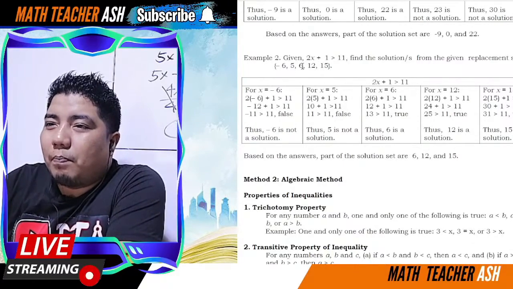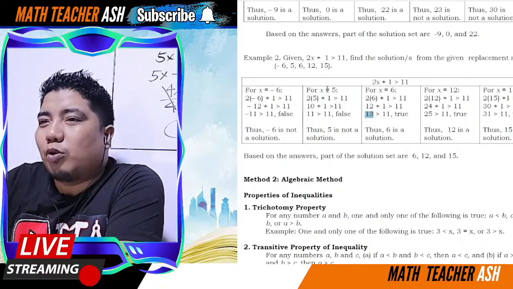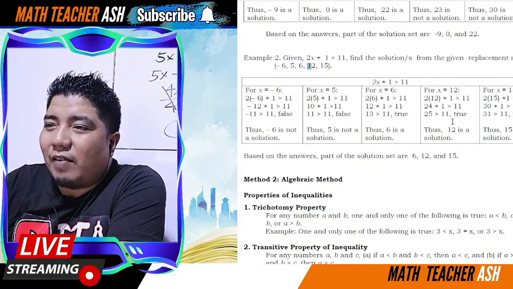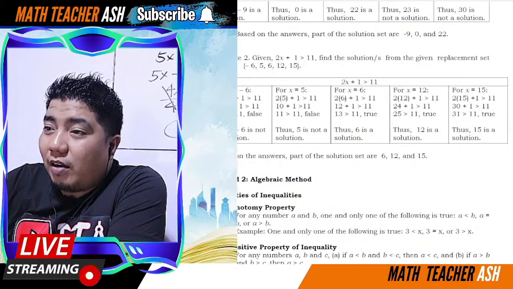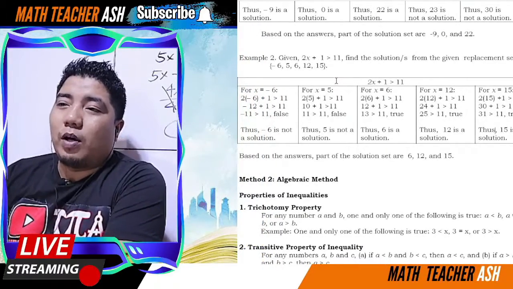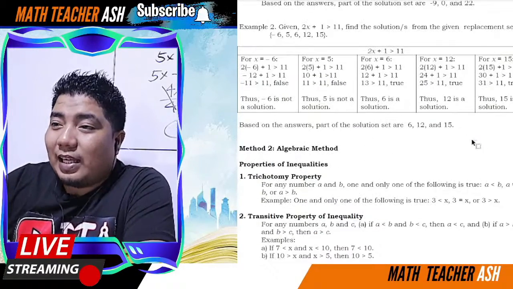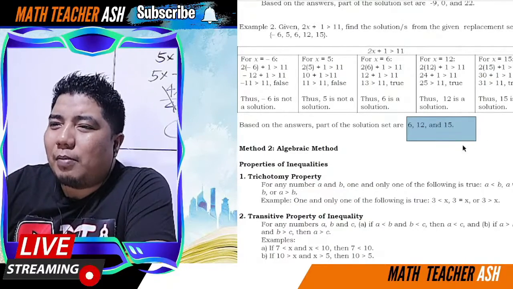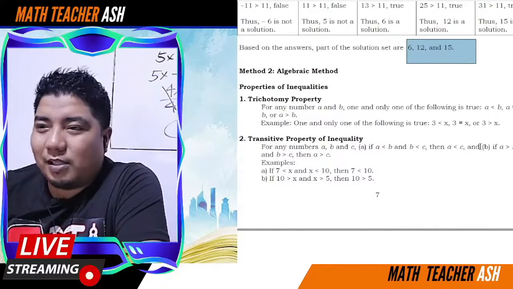Okay. Pag 6 naman, magiging 13 ang sagot. 13 is greater than 11. Yes, that is true. Of course, pag 12, it becomes 25 is greater than 11. That is also true. And pag 15, ganun din. We have here 31 is greater than 11. That is also true. So therefore, the answer for this one is 6, 12, and 15 as part of the solution set of this given inequality. Okay, so napakadali lamang po, my dear math learners. So we have here method 2, algebraic method. So this is one part.